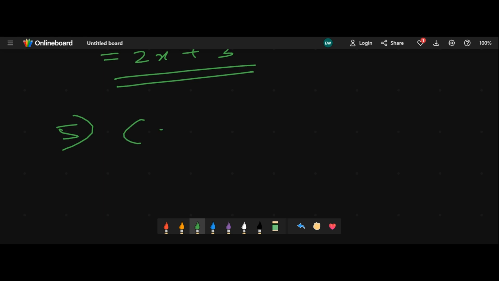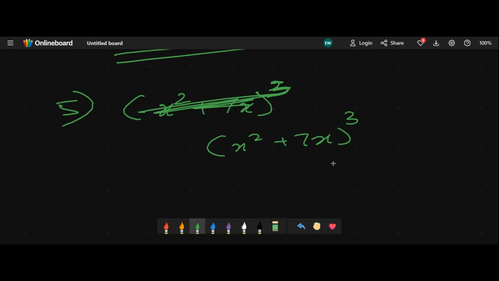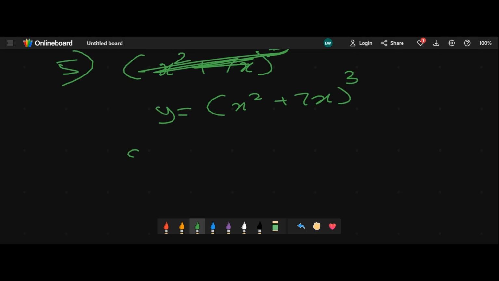Let's say x squared plus 7x, whole thing squared. No, we'll put cube. Sorry: x squared plus 7x, whole cubed. This is equal to y. You have to differentiate this. So what do you do? You bring that 3 in front. Whatever is here, write it down.